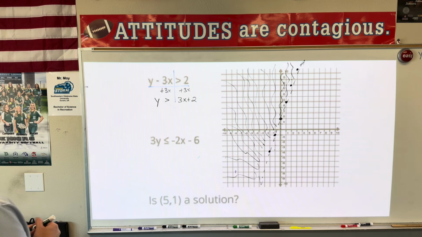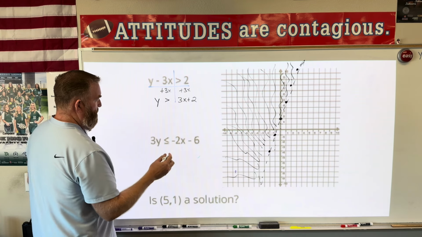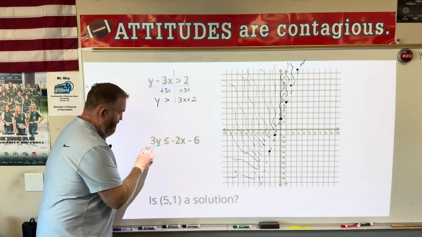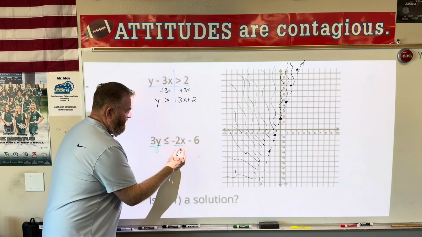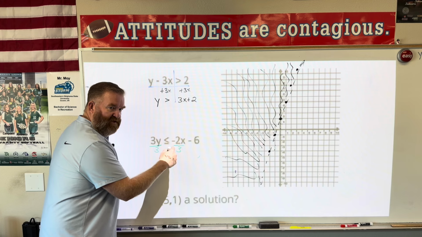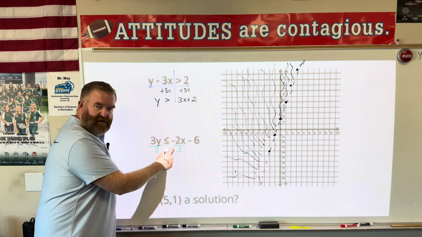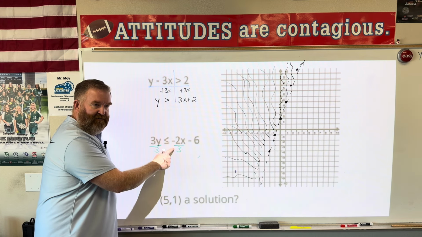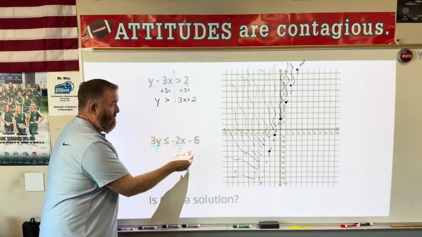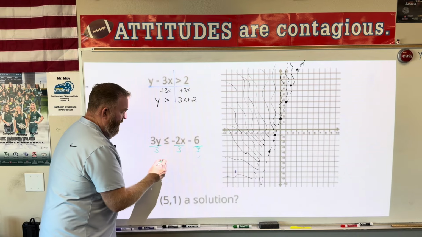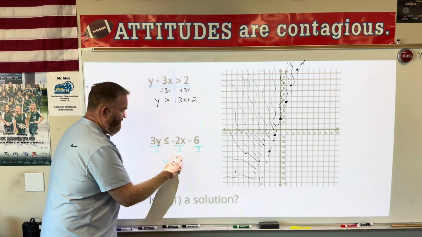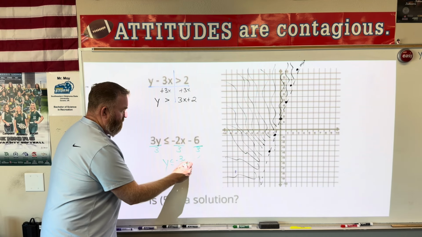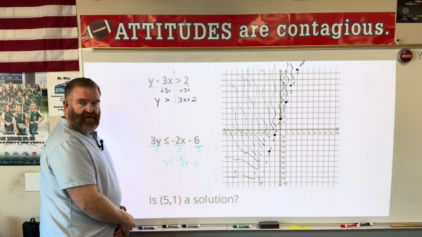Yes, ma'am. You have a question? Now I'm just going to work it out with you. Divide by 3. Divide by 3. Leave the fraction. The fraction is good. The fraction is your friend, because I want slope to be a fraction. Okay? Divide by 3. Y is less than or equal to negative 2/3 x minus 2. Everybody good?